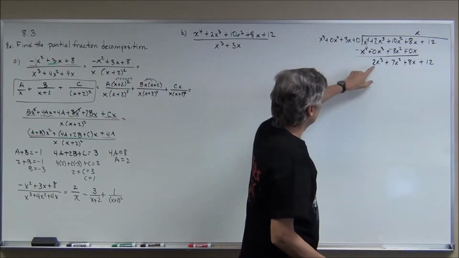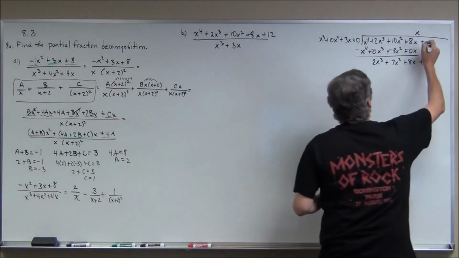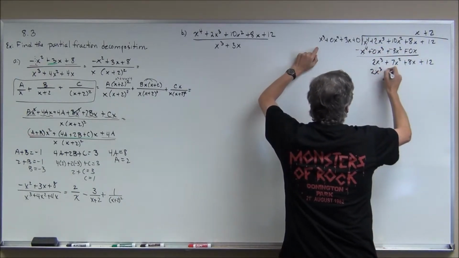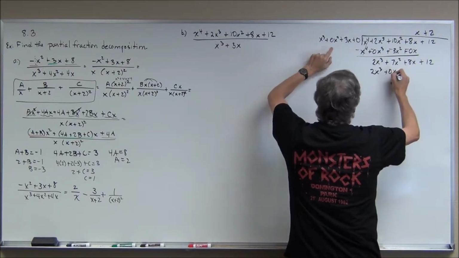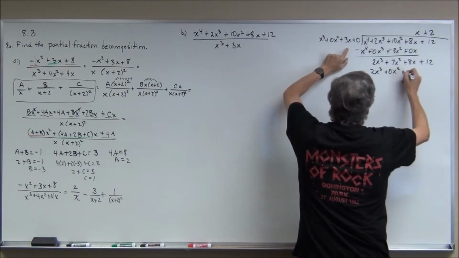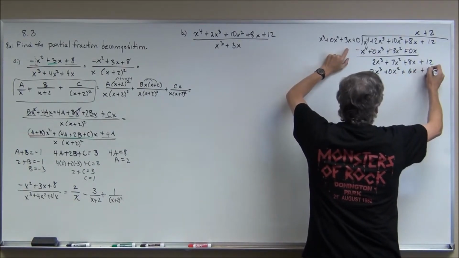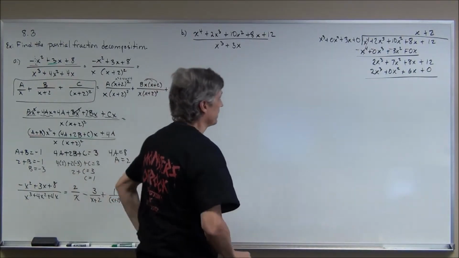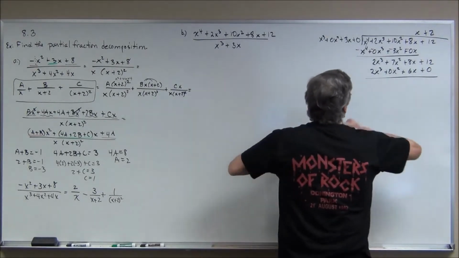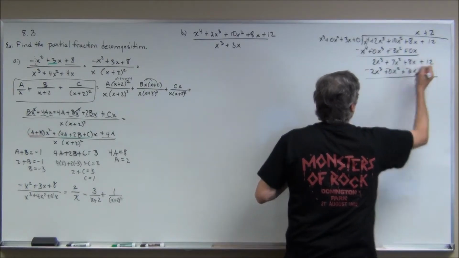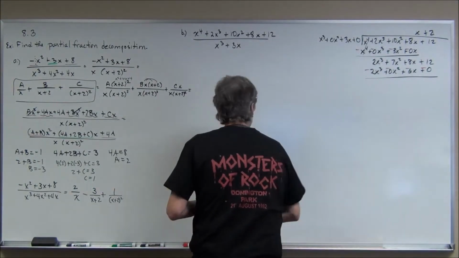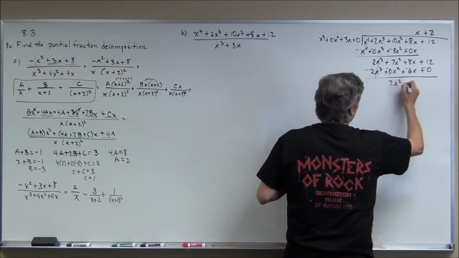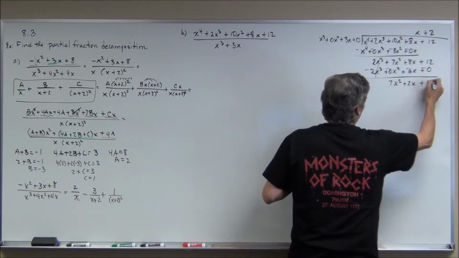What times x cubed gives me 2x cubed? That'd be a positive 2, so plus 2 here. Then multiply, that's 2x to the third plus 0x to the second plus 6x plus 0. And again, this is where I would subtract, but I'm going to add the opposite here. And that gives me 7x squared plus 2x plus 12.